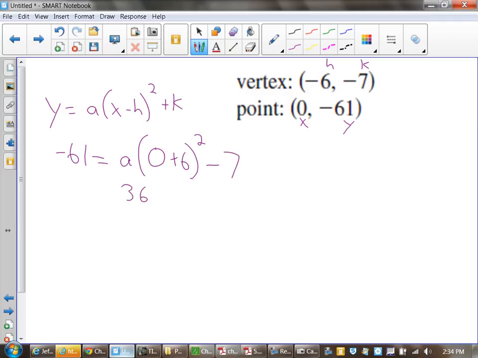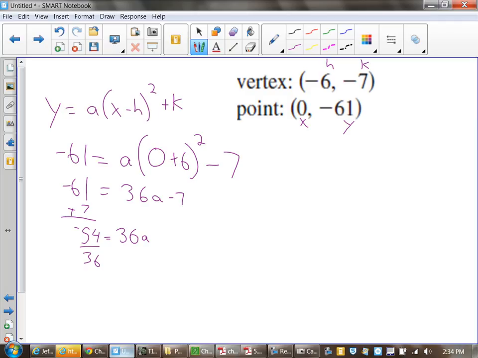So I have 36a minus 7 is negative 61. Add 7. What do we get? 54. And then lastly, what do you have to do? Divide by the 36, and then you should be able to simplify that out.